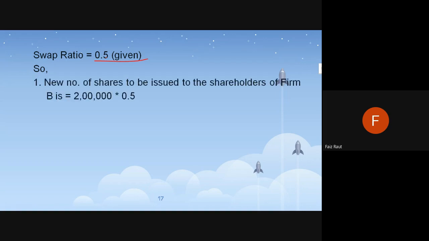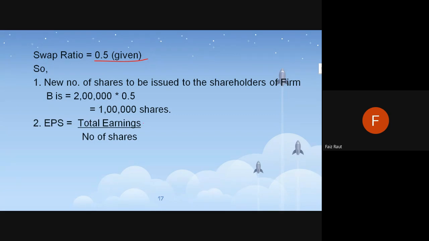So in this case, 2 lakhs are the number of shares which firm B has already, which is given in the question. 2 lakh shares in total, and I am exchanging it at 0.5. So 1 lakh shares is what new shares will be issued from the acquiring company and given to the target company shareholders. Take these 2 lakh and take 1 lakh new shares. Okay. Now we need to calculate EPS.